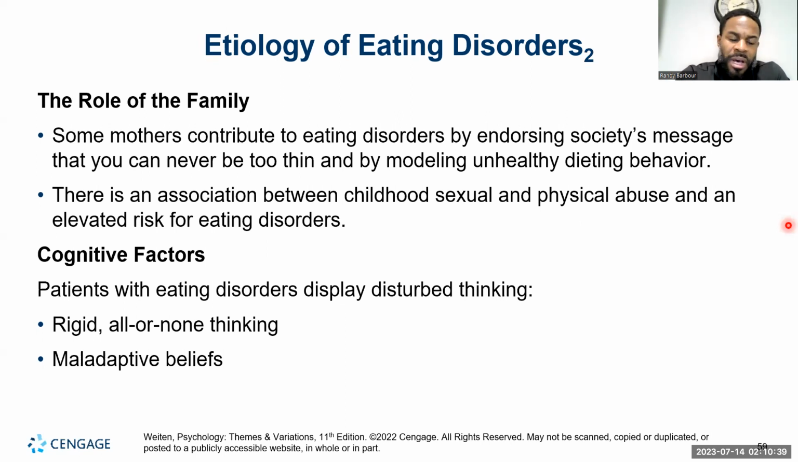Cognitive factors: patients with eating disorders display disturbed thinking, right? Oftentimes it's rigid, all or none thinking. Someone with anorexia can't see that they are really, really thin. They think, man, I'm always gonna be fat. I'm overweight. They're looking at themselves and they have this distorted view of themselves when they look in the mirror, and it's an all or none thing.